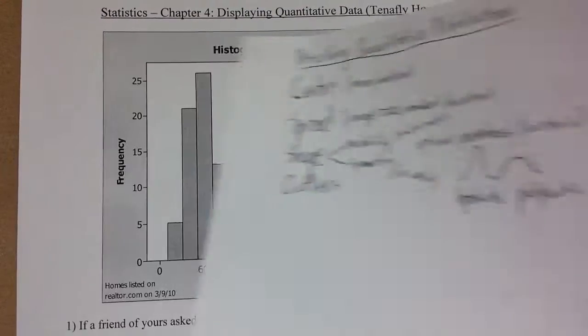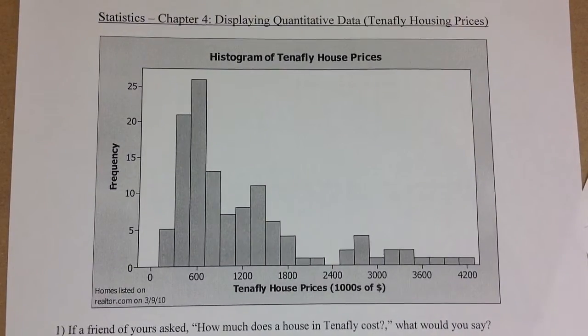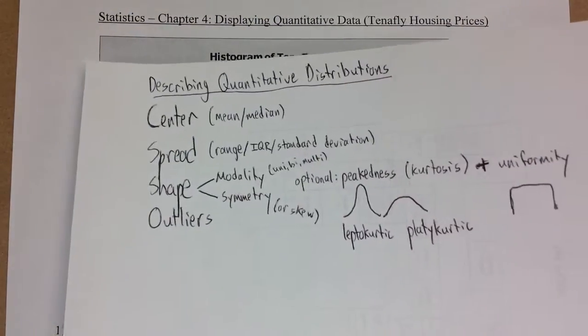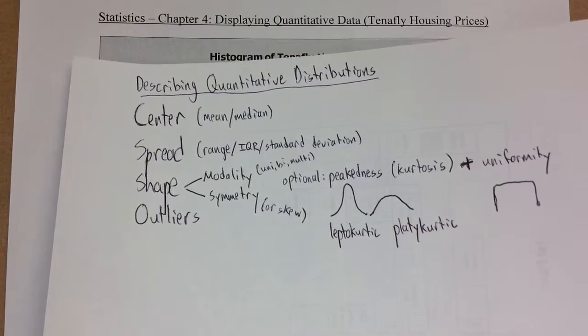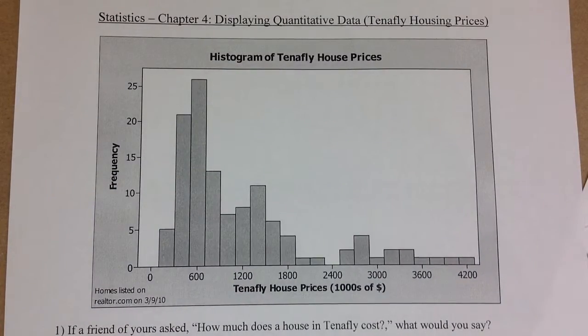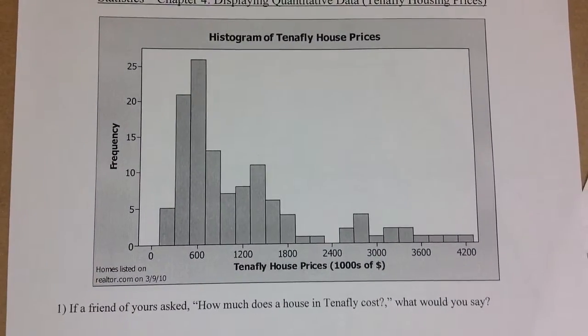Okay. So this worksheet here will let us practice describing using each one of these categories. I got this data from Realtor.com back in 2010. I don't expect it to be much different now. These values are in thousands of dollars, so this means $600,000. This means $1.2 million.